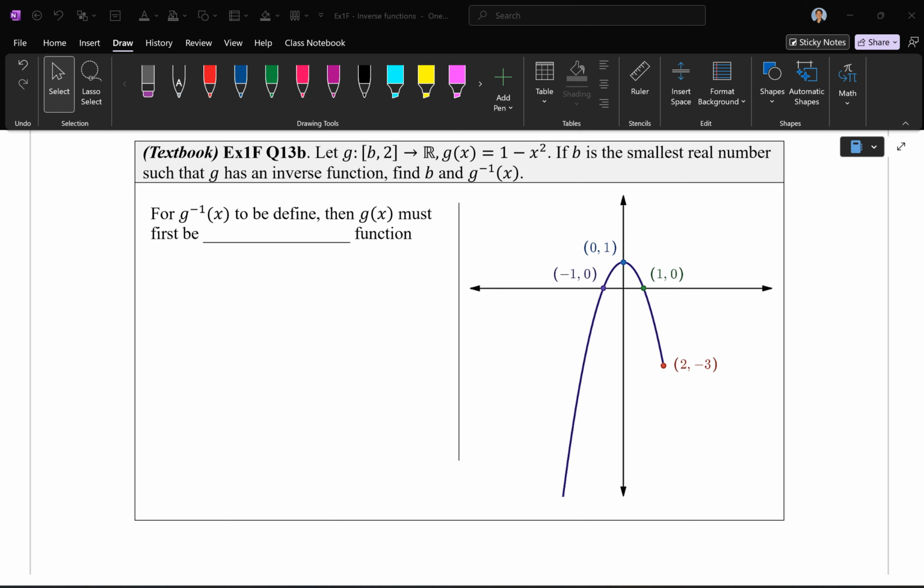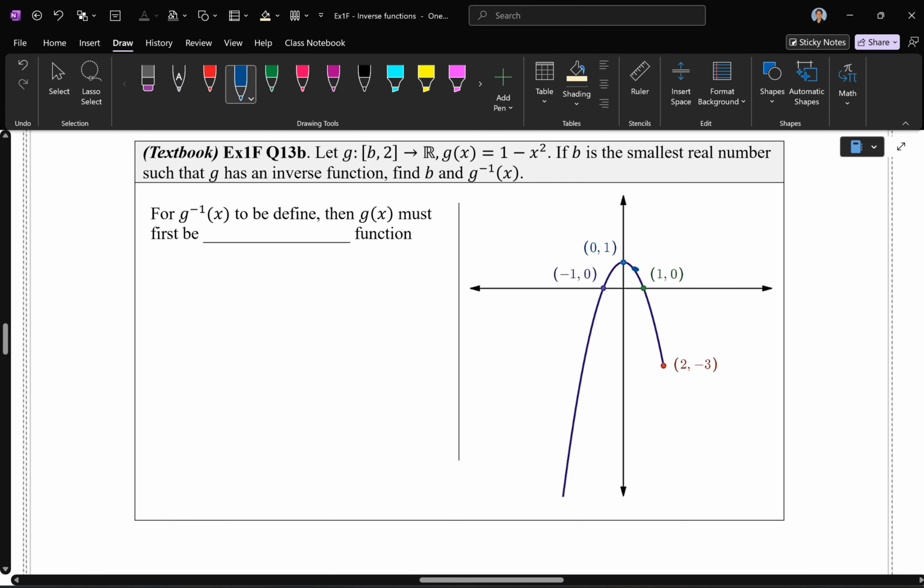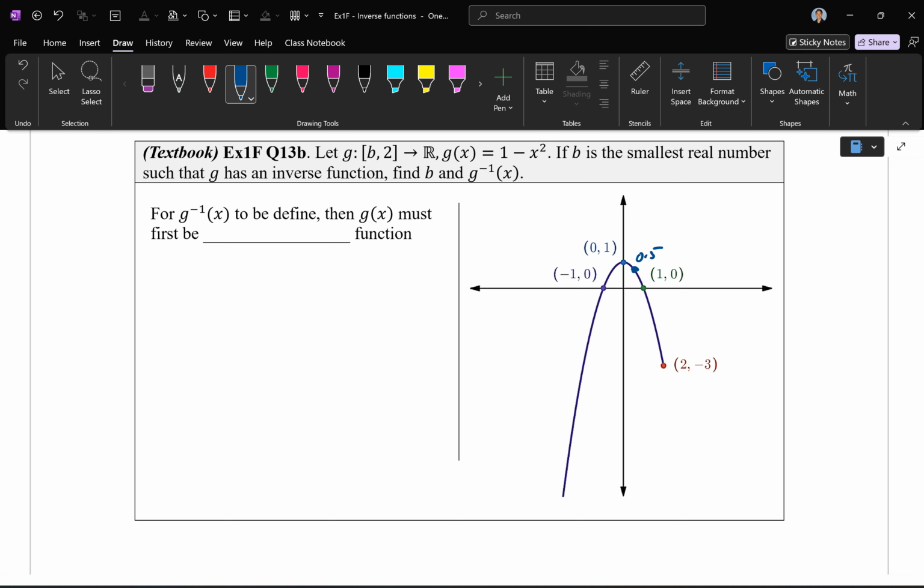So the problem is the domain is from B, which we don't know what B is. It goes up to 2, so I already gave you the picture where 2 is. When x is 2, y is -3, so it stops here. The question is, what is the smallest value that B can be? Now, B can be here, B can be there, B can be here, but B needs to make sure that it is a one-to-one function. Okay, now B could actually be over here too. So B could have been half. Lachlan said 0. But B could have been half, but they said smallest.